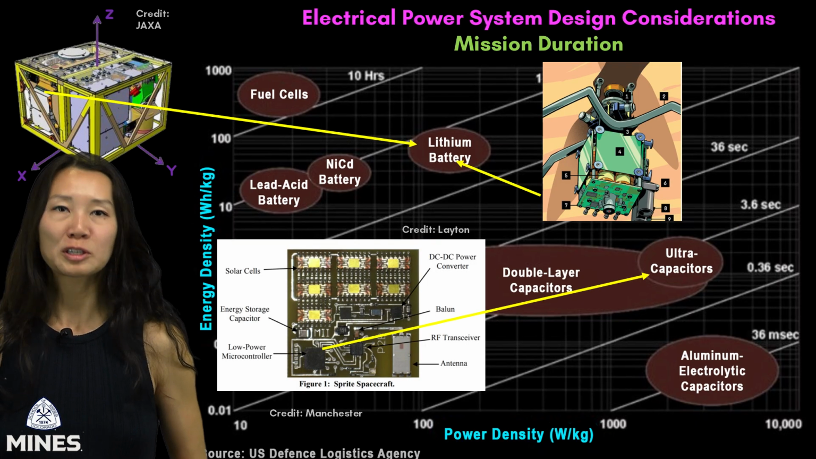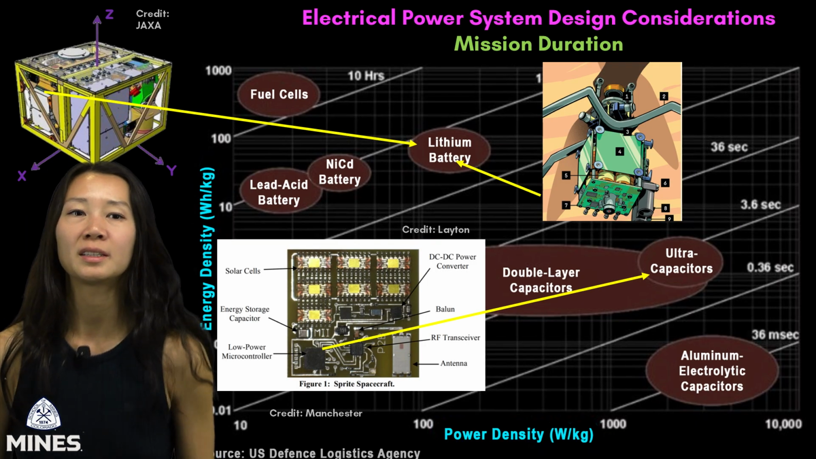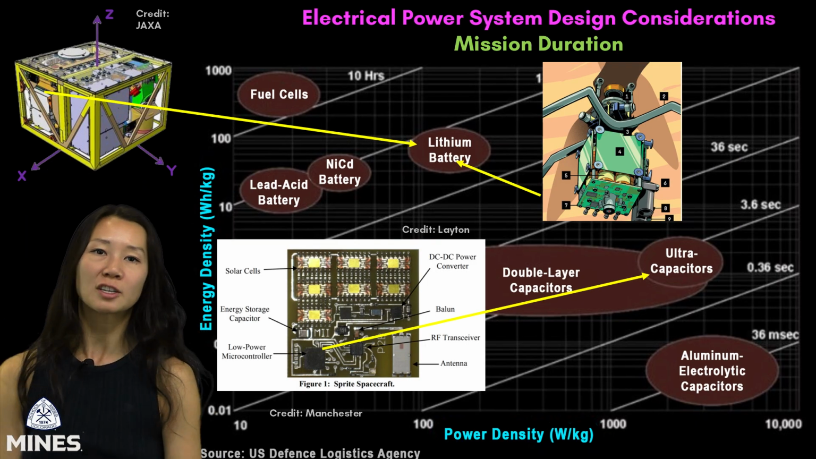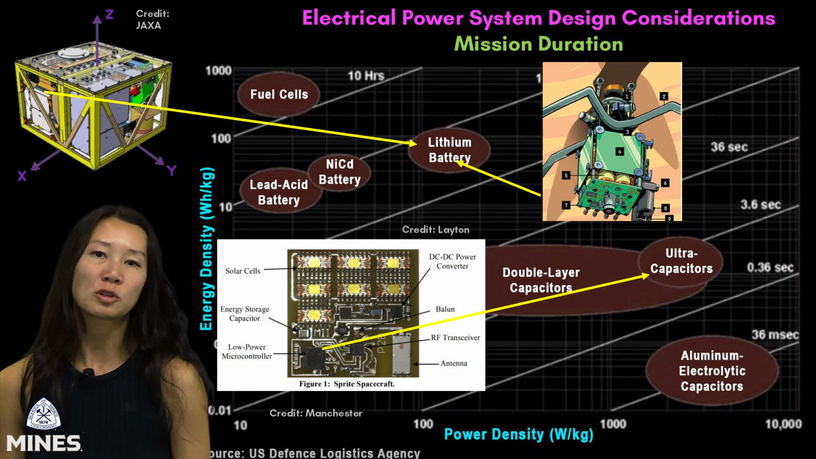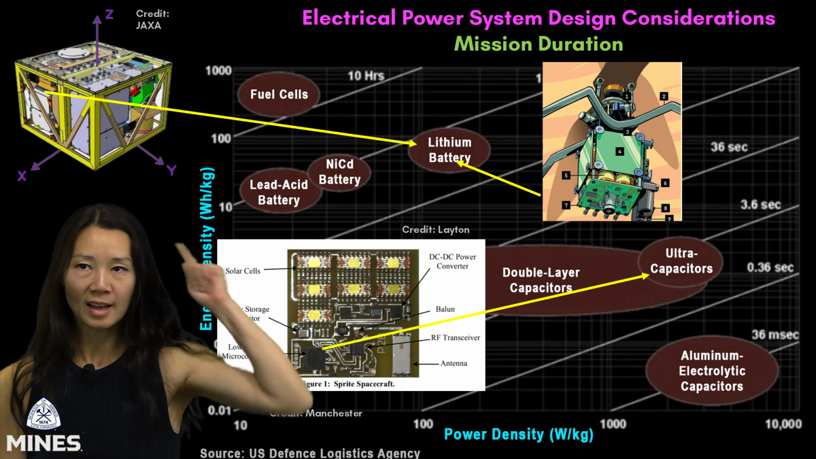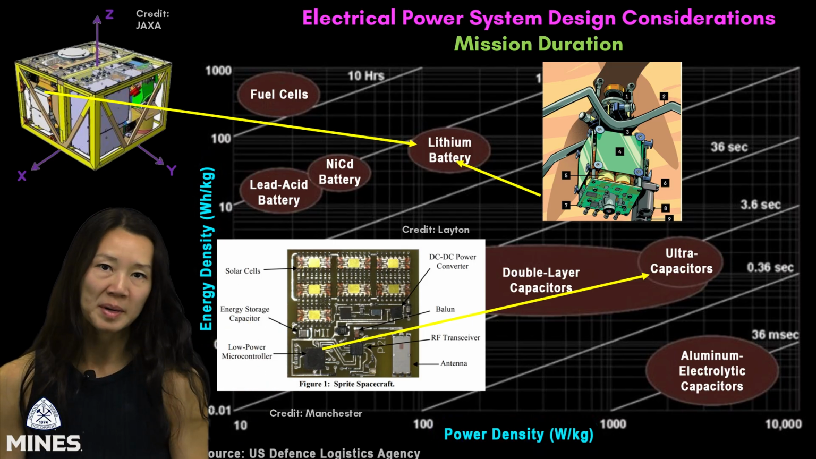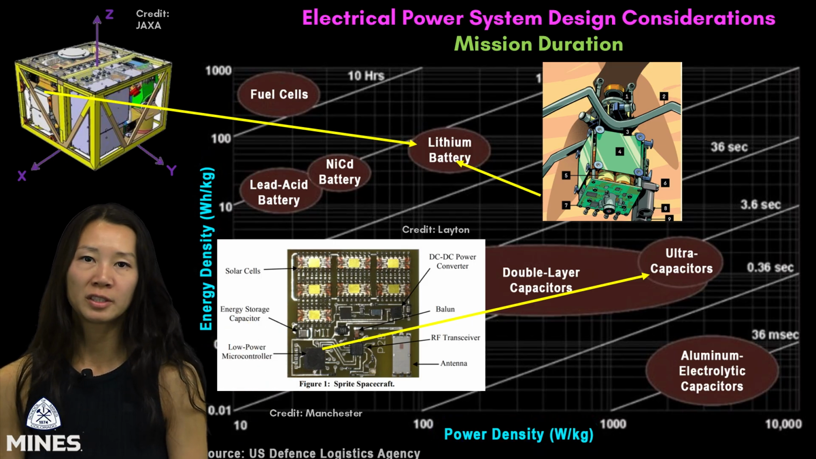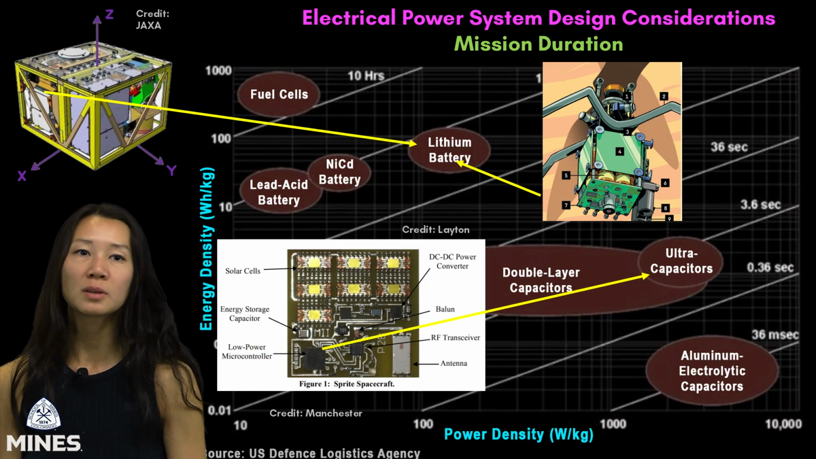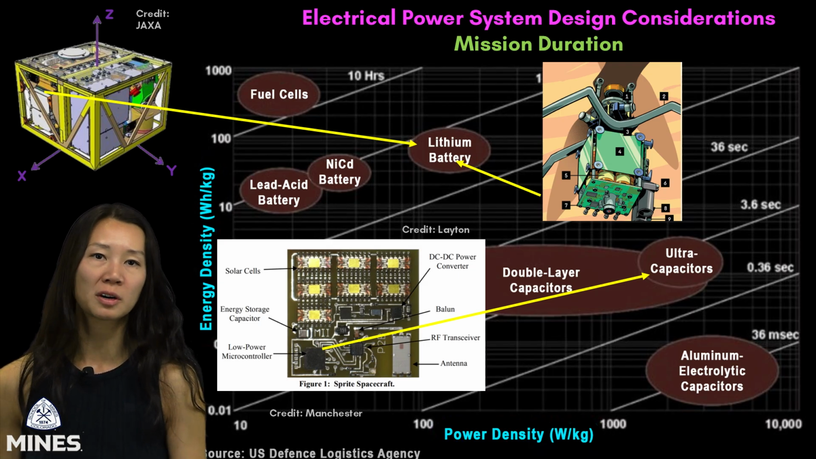When designing electrical power systems, one of the first things to consider is mission duration. It directly informs your choice of energy storage and generation strategy. On the left, Mascot used a primary battery. It was a short-lived mission, just 16 hours, so a simple high-energy capacity battery was perfect for powering the lander without the need for a recharge.